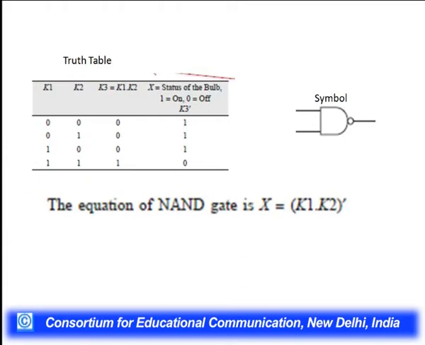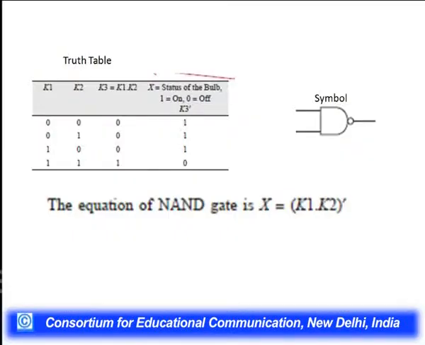First, consider two variables K1 and K2, and write down all possible combinations: 0 0, 0 1, 1 0, 1 1. The output of the AND gate is K3 equal to K1 dot K2. K1 is 0, K2 is 0. So 0 dot 0 is equal to 0. So K3 equal to K1 dot K2 will be 0. Another case, K1 is 0, K2 is 1. So 0 dot 1 is equal to 0. So K3 equals 0.